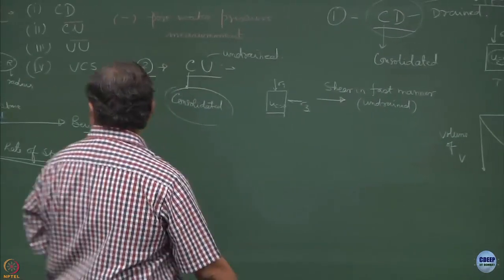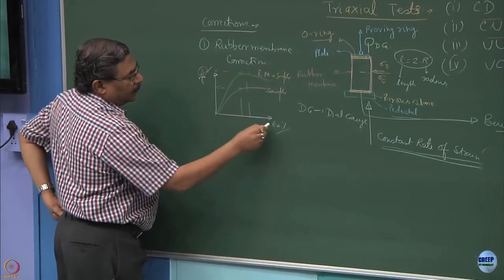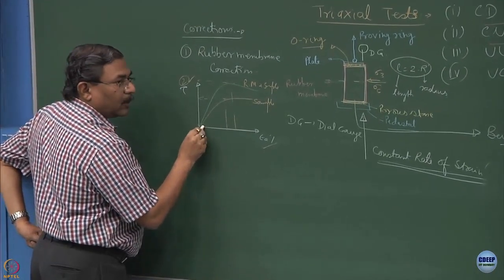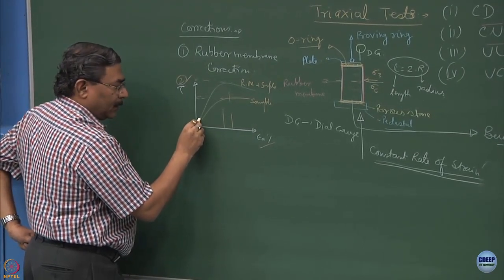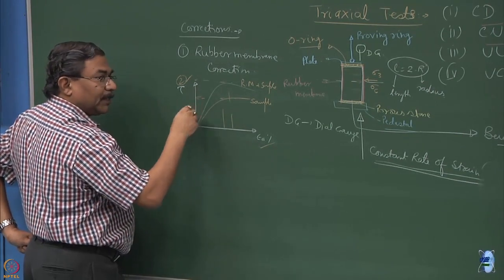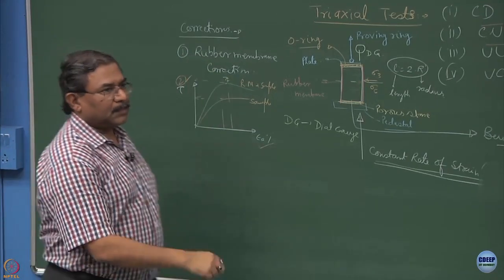You remember this, what is the significance of this? At this point, 0 axial strain, 0 shear stress. As you move along this axis, what happens? The shear stress picks up, clear? And then ultimately what happens? With more and more axial strain, more and more shear strength is getting mobilized, and then the failure comes at this point. That is the answer to your question.